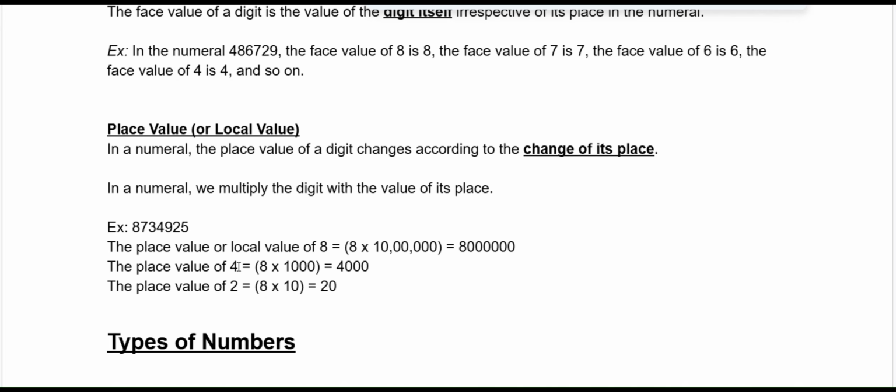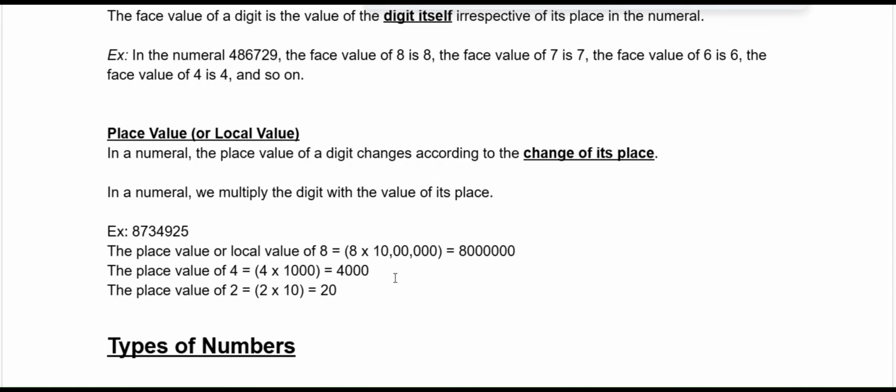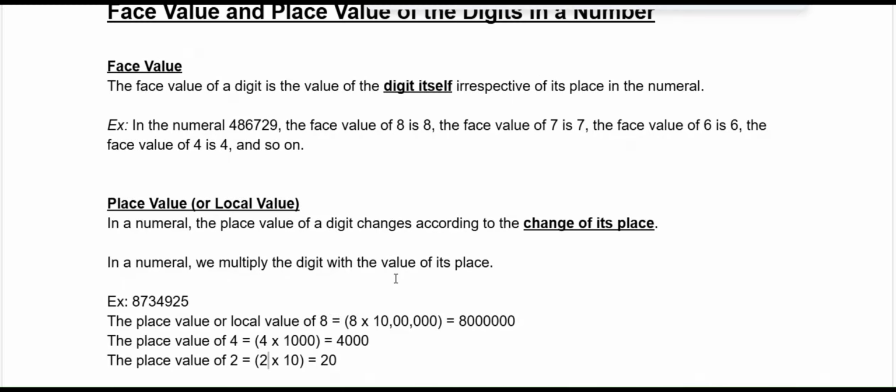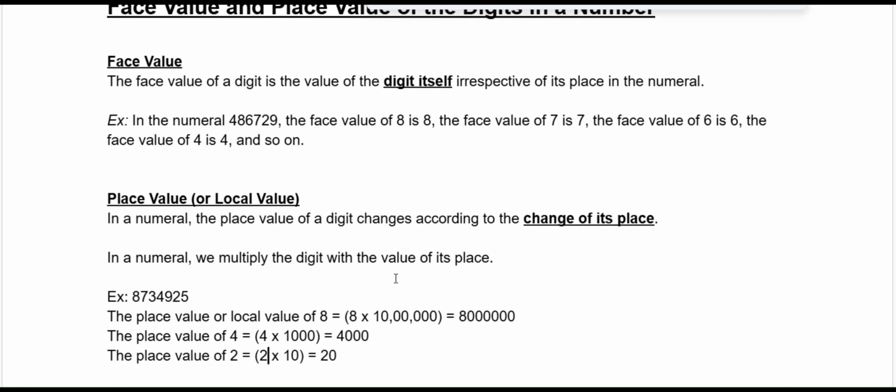Similarly, the place value of 4 is 4 multiplied by 1000 as it is in thousands position, so you call it 4000. And the place value of 2 is there in tens position, so you multiply it with 10 and you get 20. So this is what face value and place value are. You will be getting some questions regarding this topic.